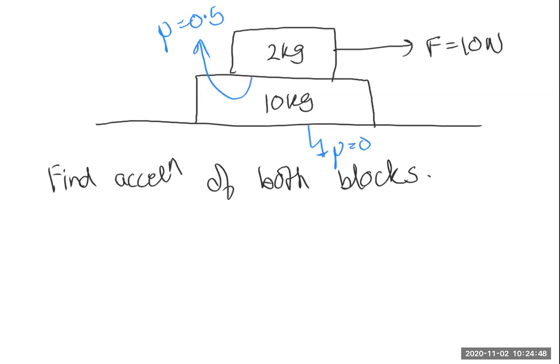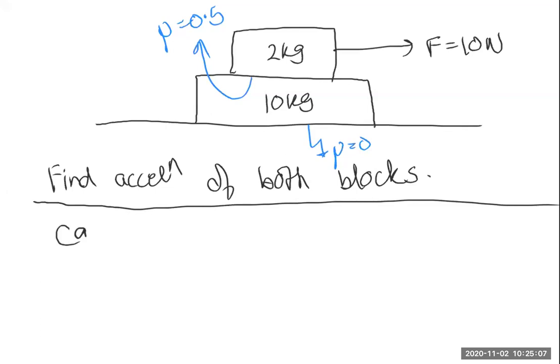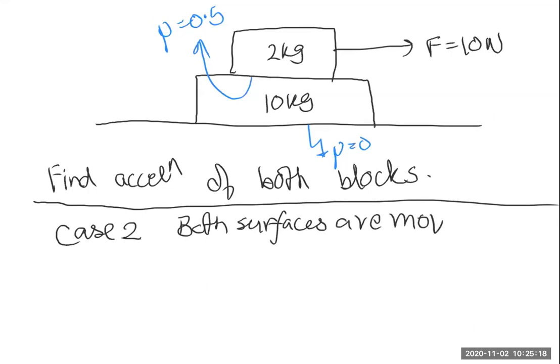So what is happening here? What is happening here? So all your answers are wrong. Okay? And the reason is that मैंने थोड़ी सी बदमाशी करी है. The reason is that this is case 2. Both surfaces are movable.